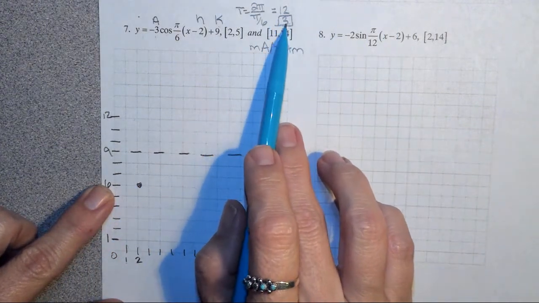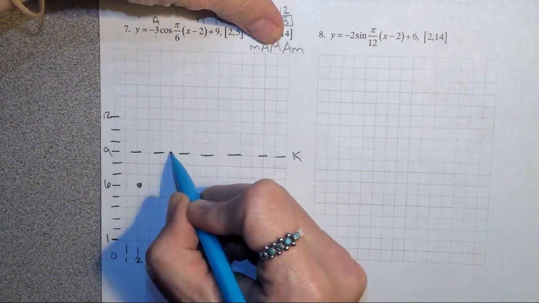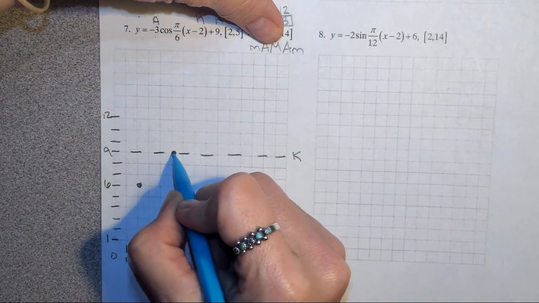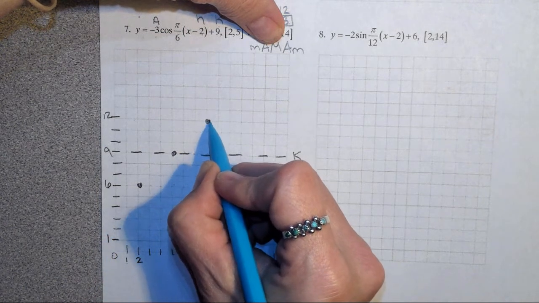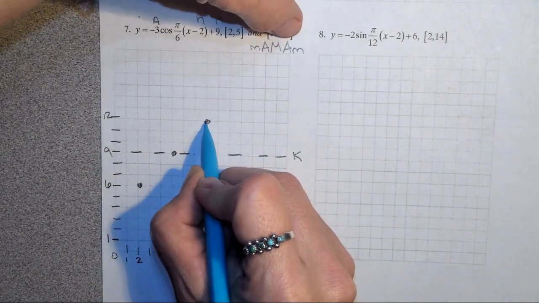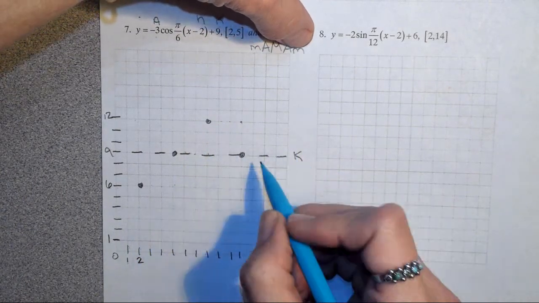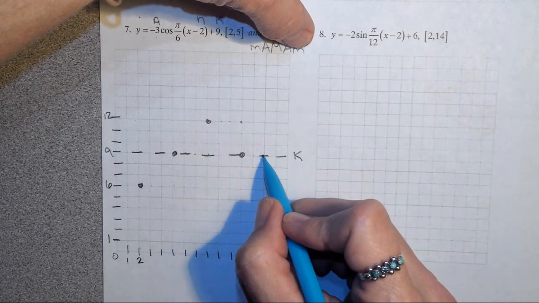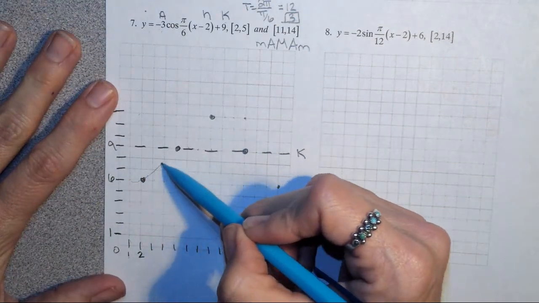And then I'm going to move 3 blocks to the right. 1, 2, 3. And my pattern says hit the axis. I'm going to go 3 blocks to the right. 1, 2, 3. And I'm going to go up to the maximum. 3 blocks to the right. 1, 2, 3. Down to the axis. 3 blocks to the right. 1, 2, 3. Down to the minimum. I'm going to go lightly sketch that in.